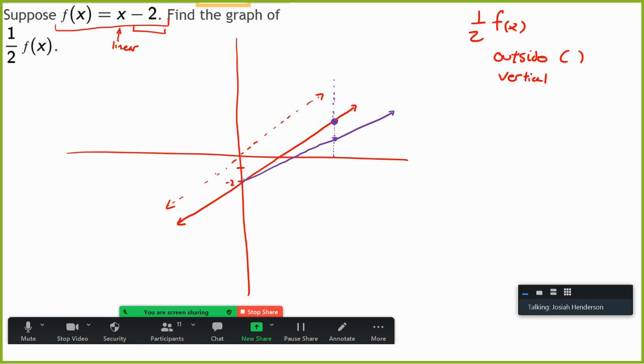So with linears, it's a little harder to see because the shape is just a straight line, right? But the direction is basically being changed because we are multiplying the entire red line by a half. So it's not getting stretched up, it's being compressed vertically because we're multiplying it by a small number, a half.